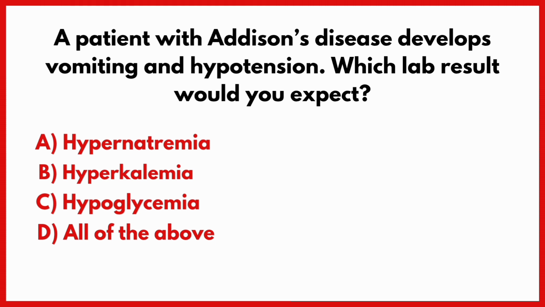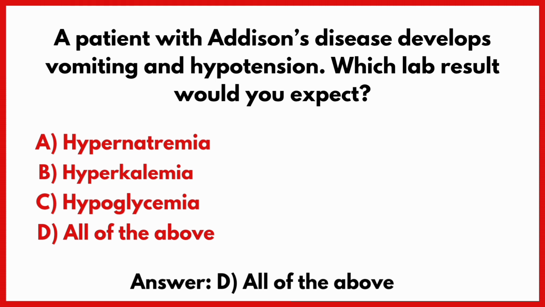A patient with Addison disease develops vomiting and hypotension. Which lab result would you expect? Correct answer is option D, all of the above.